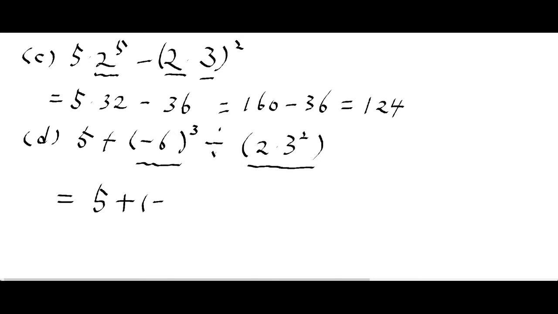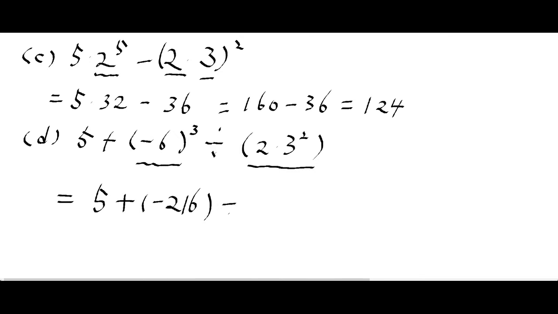So what is 6 cubed? I already determined that the result is negative. 6 squared is 36, and 36 times 6: 30 times 6 is 180, and then you add 36, so it is 216.